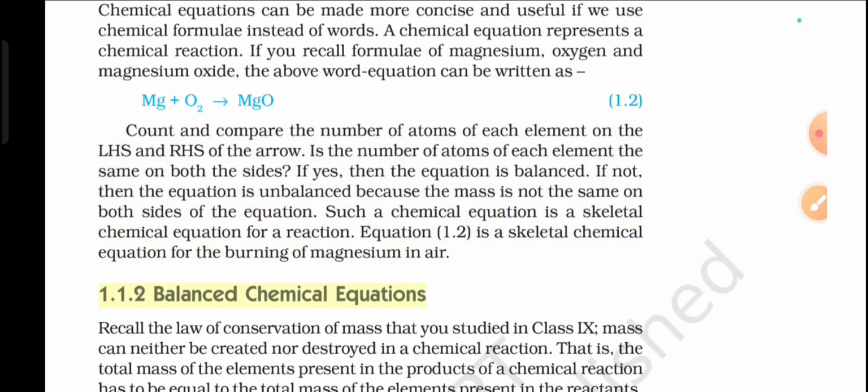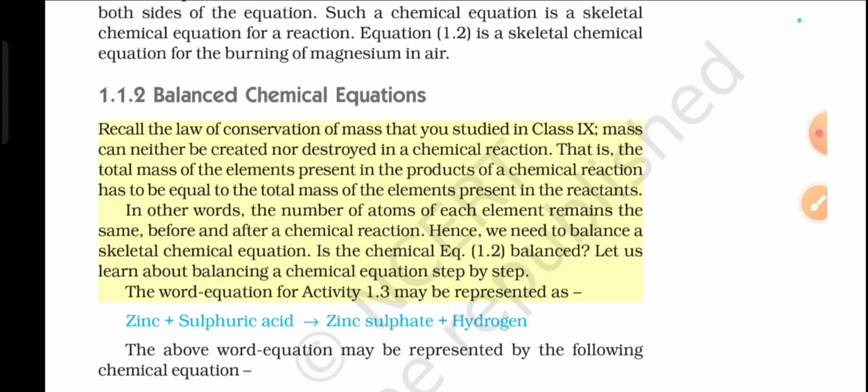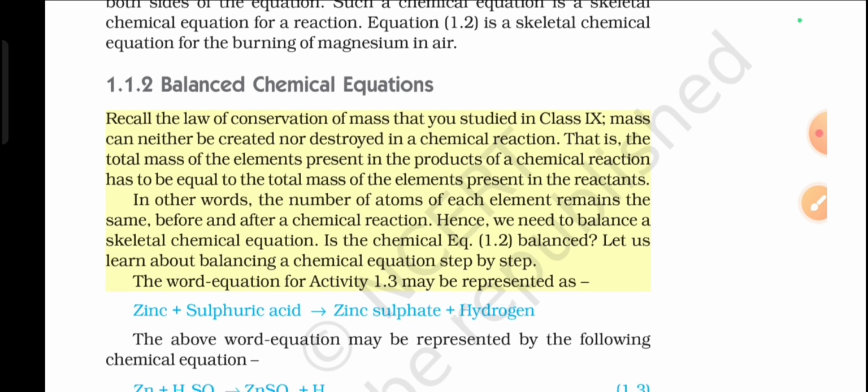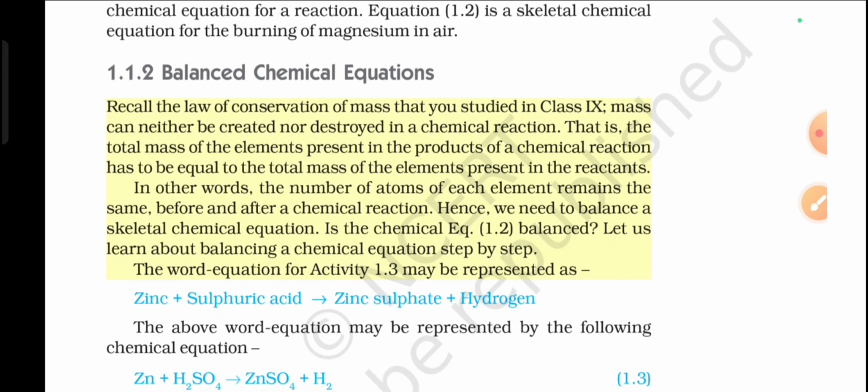1.1.2. Balanced chemical equations. Recall the law of conservation of mass that you studied in class 9. Mass can neither be created nor destroyed in a chemical reaction. That is, the total mass of the elements present in the products of a chemical reaction has to be equal to the total mass of the elements present in the reactants. In other words, the number of atoms of each element remains the same before and after a chemical reaction. Hence, we need to balance a skeletal chemical equation. Is the chemical Eq. 1.2 balanced? Let us learn about balancing a chemical equation step by step.